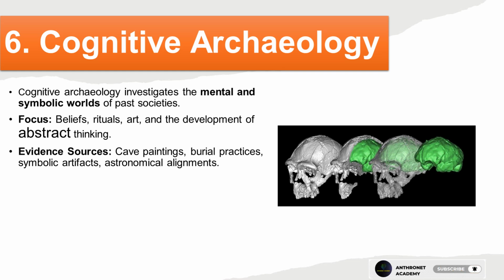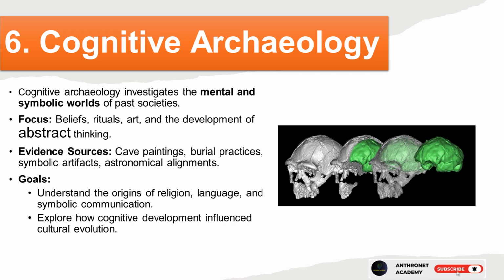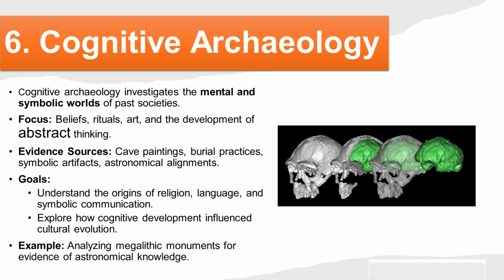Evidence sources: cave paintings, burial practices, symbolic artifacts, astronomical alignments. Goals: understand the origins of religion, language, and symbolic communication. Explore how cognitive development influenced cultural evolution. Example: analyzing megalithic monuments for evidence of astronomical knowledge.